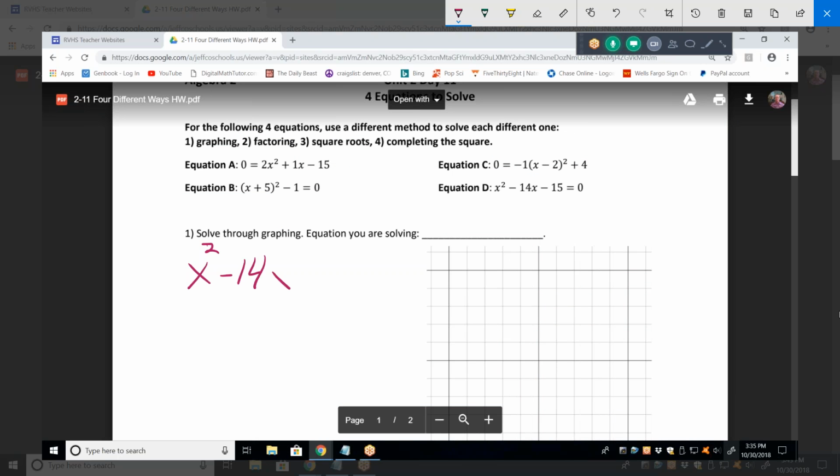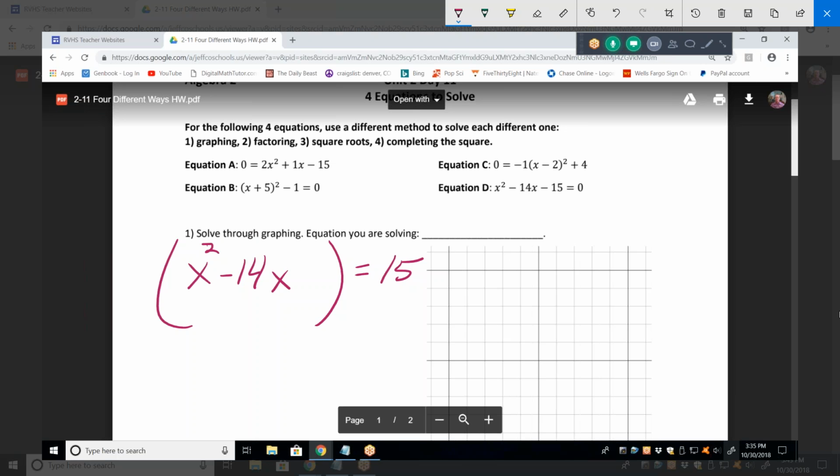What's the one thing you do when you complete the square? It's the first one that we ever learned, I think. You separate the x squared and the x term and put them together, and put everything else on the other side. Notice that I have not changed it. That is still equation D. Just move the 15 to the right. Now let's complete the square.